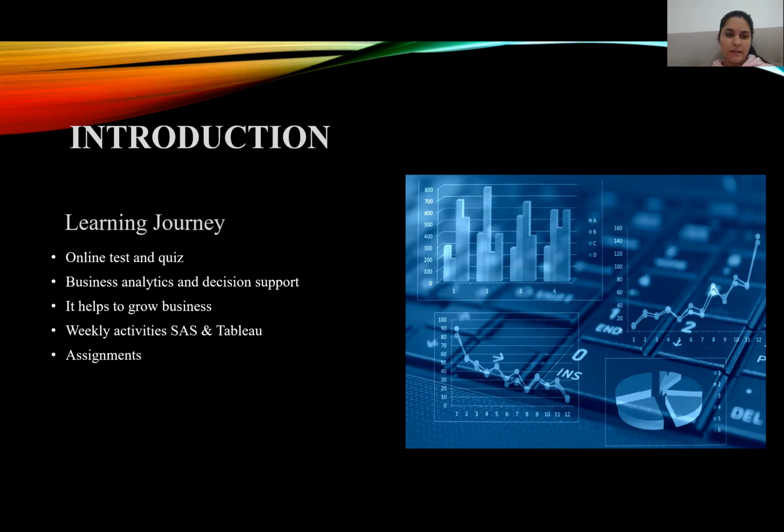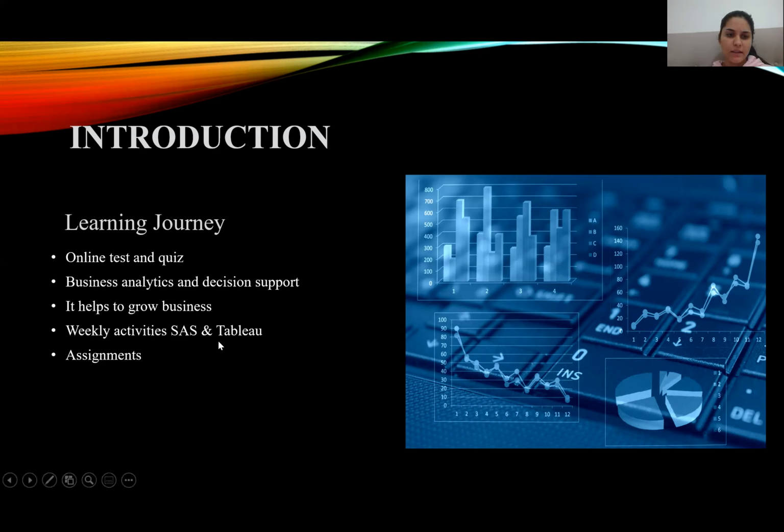And the other is weekly activities based on SAS and Tableau software, where I have done some coding and queries to run the raw data, and as an outcome I got the data in a visualization form. And I had a great experience while working on those two tools as well.